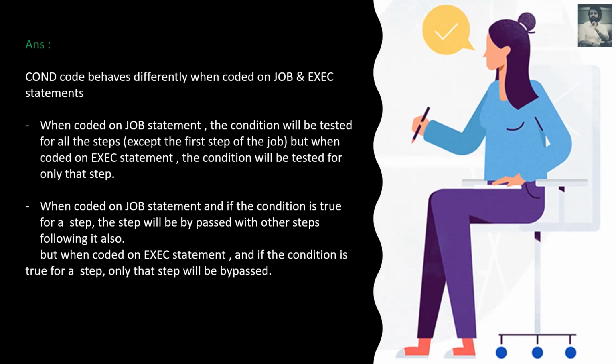Answer would be, condition code behaves differently when coded on JOB and EXEC statements. When coded on the JOB statement, the condition will be tested for all the steps except the first step of the job. But when coded on the EXEC statement, the condition will be tested for only that step. Another difference is, when coded on the JOB statement and if the condition is true for a step, the step will be bypassed along with the other steps following it. But when coded on the EXEC statement and if the condition is true for a step, only that step will be bypassed.